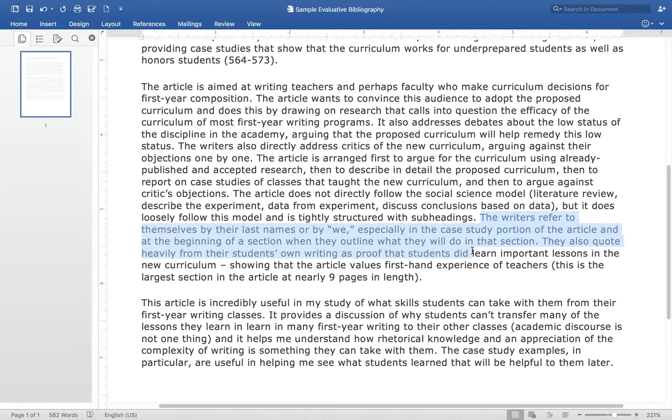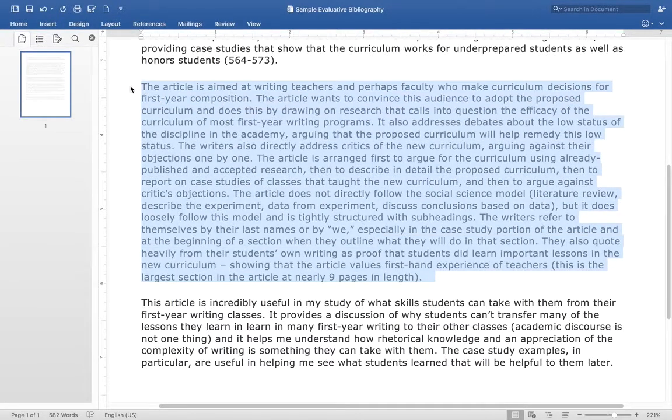How do the writers refer to themselves? What kinds of rhetorical techniques do they use? What do they use as evidence? And so on. So this is a descriptive rhetorical analysis of the article. How is it put together? What is its purpose? Who is its audience?